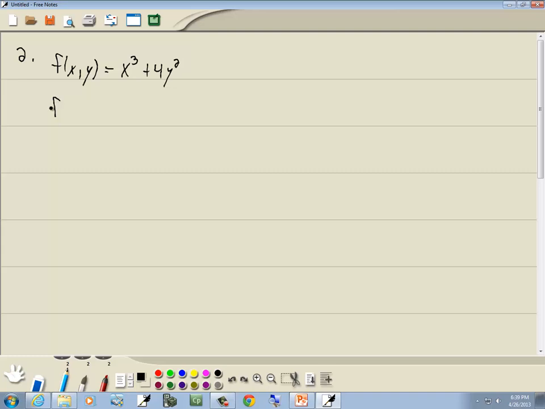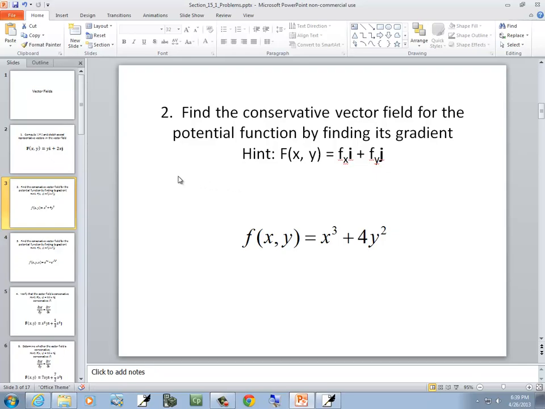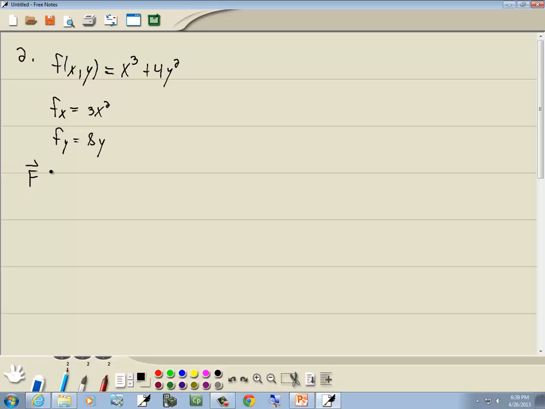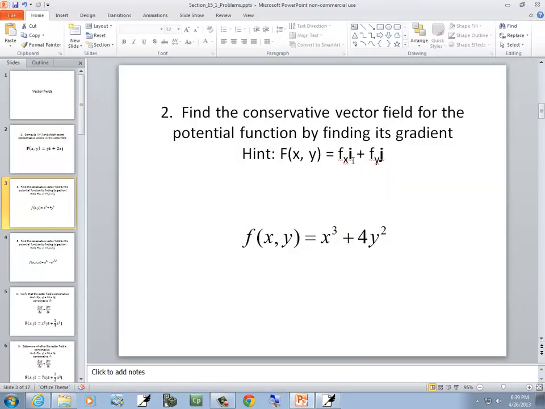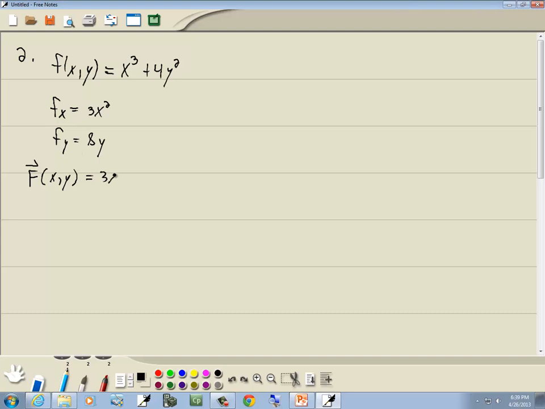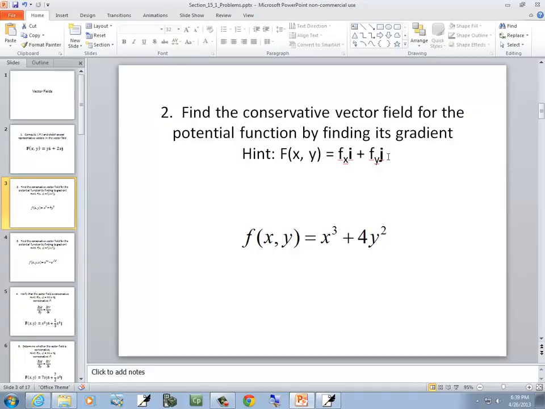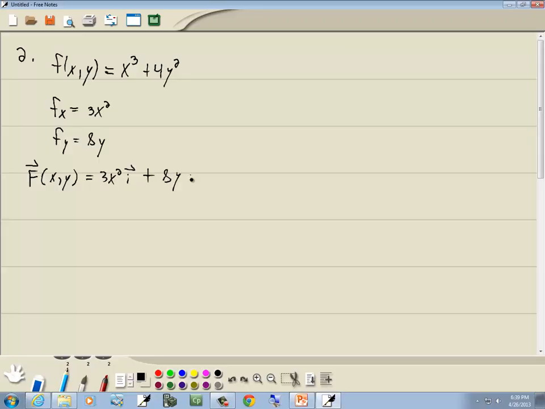Well, if I take the partial with respect to x, that would give us 3x squared. Partial with respect to y will give us 8y. And then we're trying to find the conservative vector field, trying to find f. And that's going to be equal to a partial with respect to x, which was 3x squared, i, plus the partial with respect to y, j. So this will be 8y, j. And that's our answer.